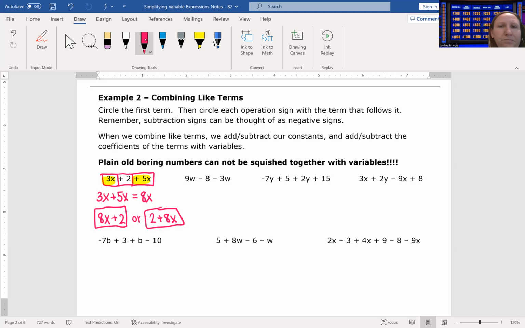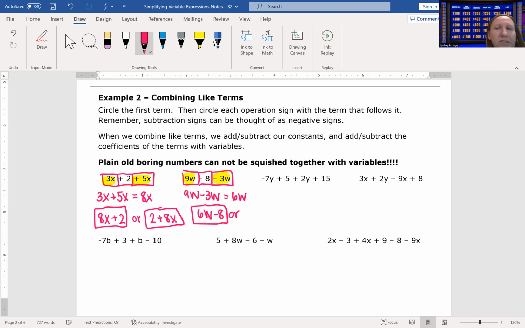For the next one, we have 9w minus 8 minus 3w. The pieces I'm allowed to put together are the 9w minus 3w. So I'm going to rewrite that. And 9w minus 3w would give us 6w. And once again, there's nothing that we can do with that minus 8. So we're just going to bring it down. So our answer would be 6w minus 8.